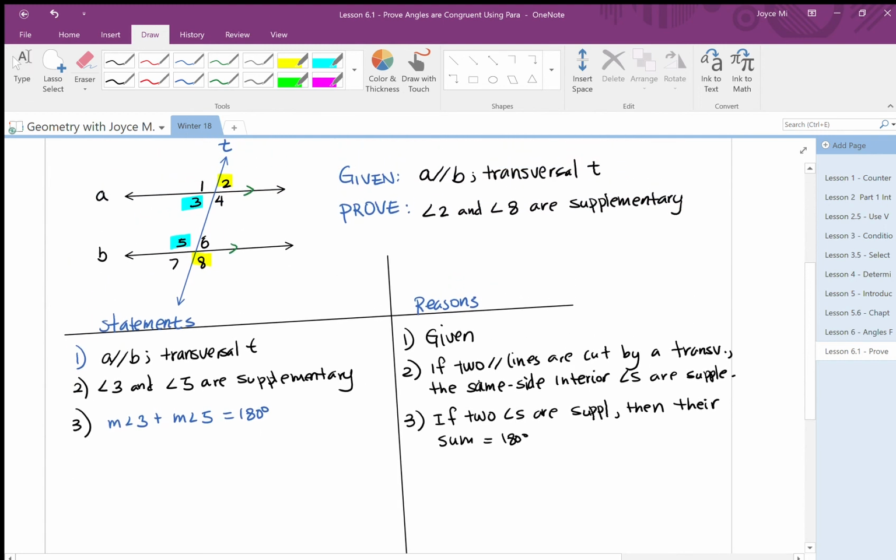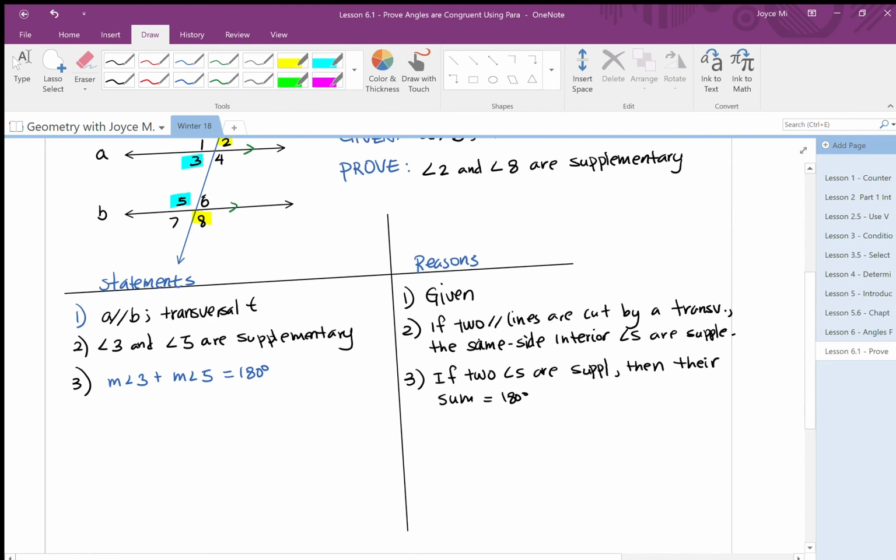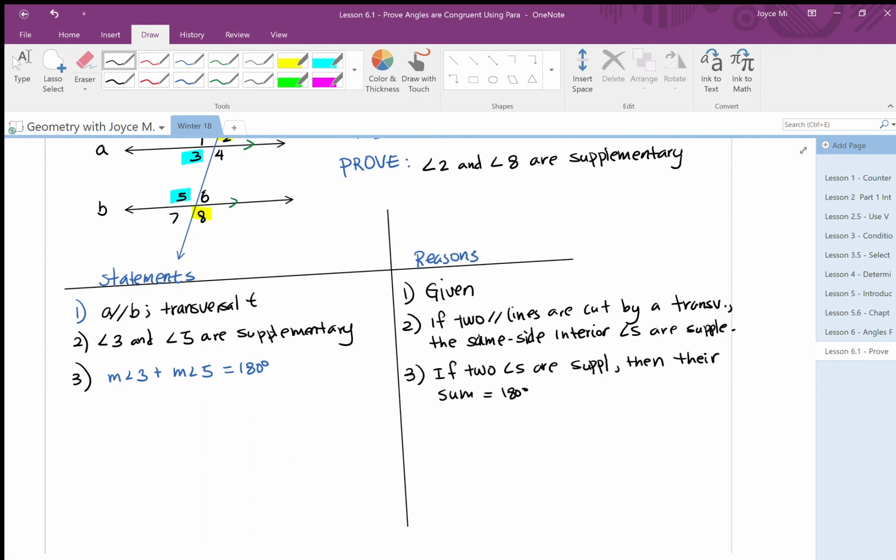Now, remember our plan here, I want to use angles 3 and 5, and angle 2, which is vertical to 5, vertical angles to A, so that I can substitute it back to what I wanted. So my next step, step 4, I'm going to use the vertical angles.